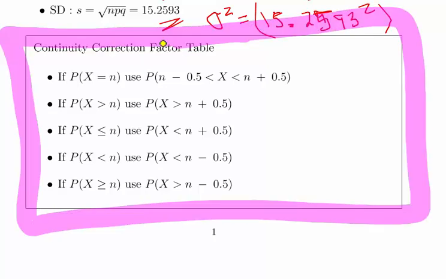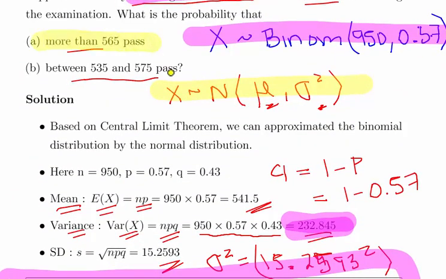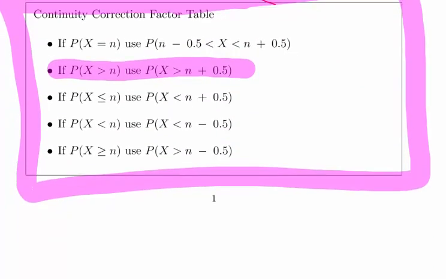Now, this is important as well: correction factors. The binomial distribution is a discrete distribution, and what we're going to be doing is approximating it with a normal, or continuous, distribution. So what we should do in this case is put in correction factors. What we will be working with is this one here. So it's more than 565. Probably x greater than 565.